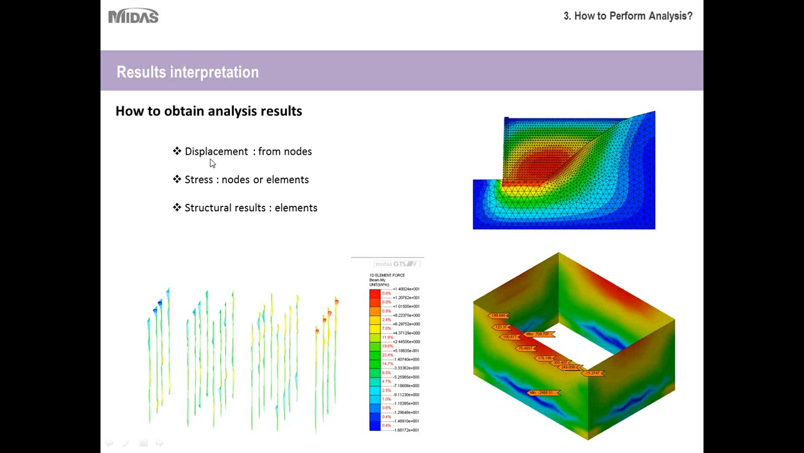So again, for displacement, you should look for the node results. For stresses, you should look at nodes or elements, and for structural results, you should look at the elements. And then these results can be extracted in different platforms. It could be either contour plot, it could be the diagrams, it could be tables or text, whichever is comfortable or required for your work.